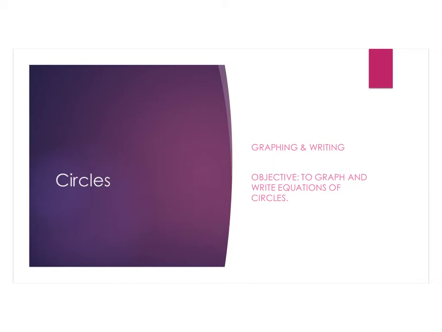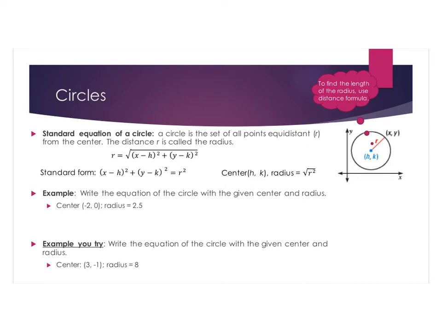Today you'll be graphing and writing equations of circles. The standard equation of a circle is the set of all points equidistant, meaning the radius, from the center, and that distance is called the radius. Now if we look at our picture off to the right, notice we have our center, h, k, and then we have another point on the circle, x, y.